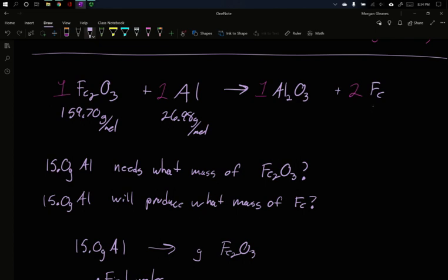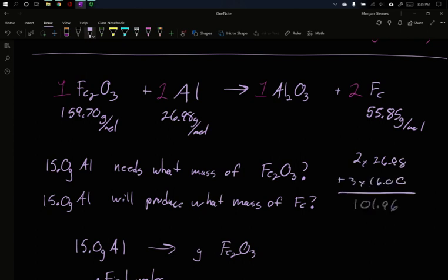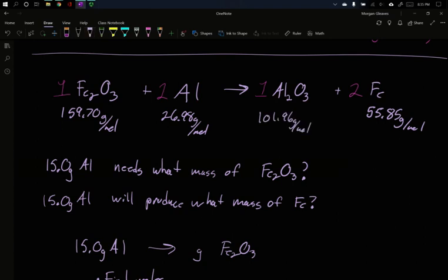Molecular mass of iron, similarly, is just what the periodic table says for iron, 55.85 grams per mole. Aluminum oxide, on the other hand, we're going to have to add up 2 times 26.98 plus 3 times 16, 101.96 grams per mole. So we have our molecular masses that we're going to use to solve the rest of our problem.